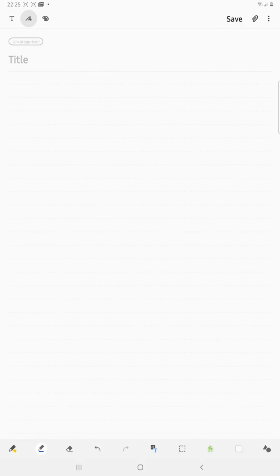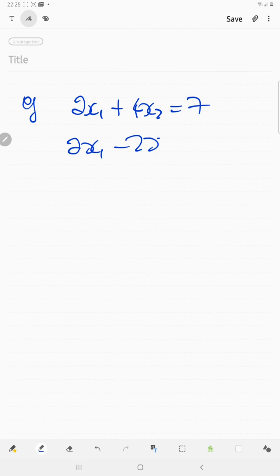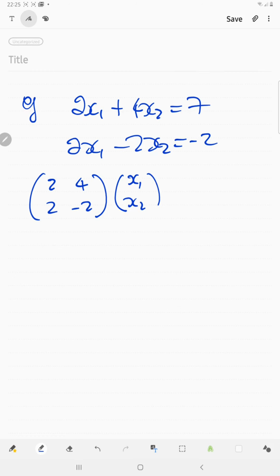Now, let's assume we have, continuing from the same, a statement 2x1 plus 4x2 is equal to 7, and 2x1 minus 2x2 is equal to negative 2. Looking at this, we can represent them using a matrix as follows. So I'm going to take the values and put them like that, and then 7, 2. So this is a matrix that we can have.